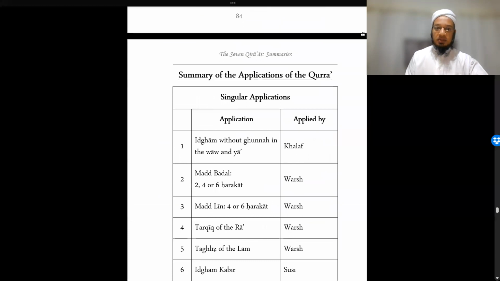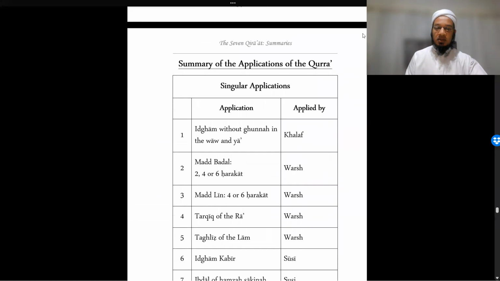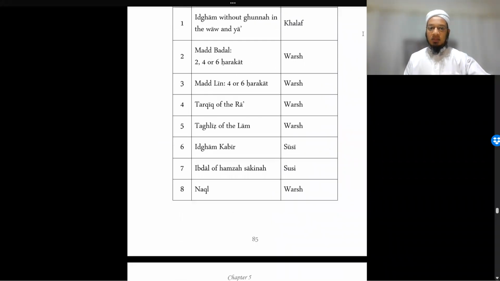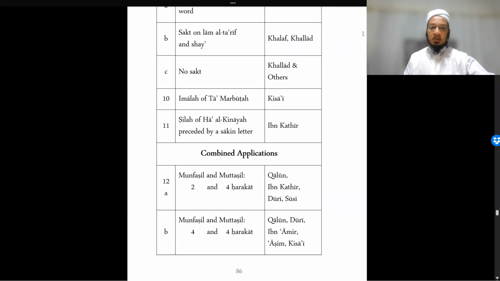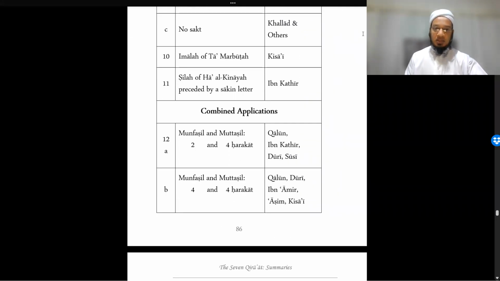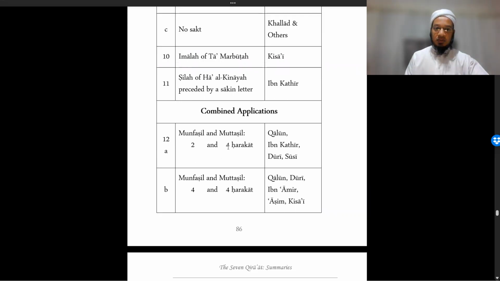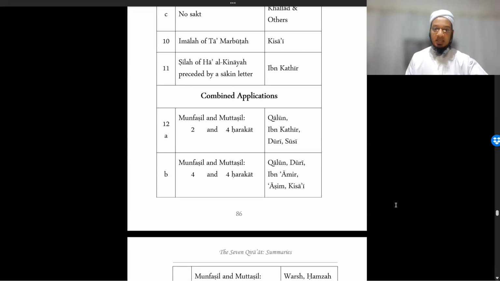So the table that follows is firstly a table looking only at the single applications and then the combined applications. In the previous video, I've already gone through this table of the single applications. So we're going to skip that and go to the combined applications. In the Mad Munfasil and Muttasil, looking at both the Madud, if you have a combination of 2 and 4 harakat, then it's either Qalun, Ibn Kathir, Duri, or Susi. If you have both being applied as tawassut, then it is either Qalun, Duri, Ibn Amir, Asim, or Kisai.